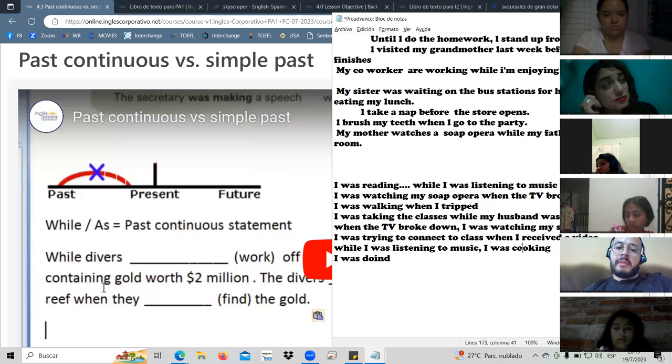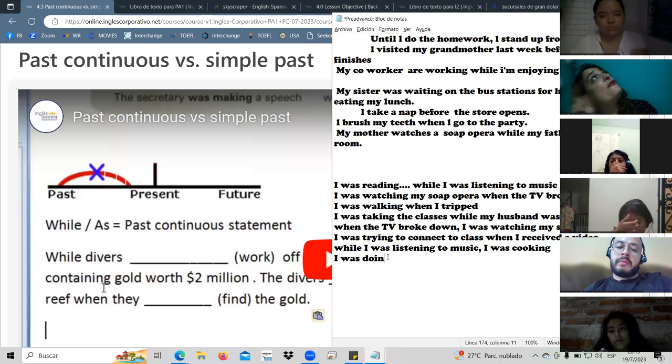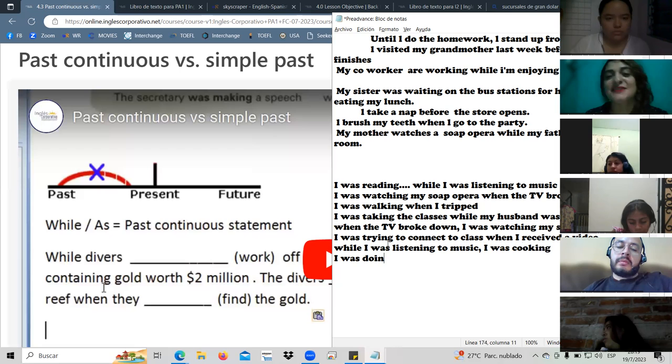While I was listening to music, in that case, if you want to use a man appeared, ahí sería entonces, I was listening to music when a man appeared. Cuando alguien apareció ahí, ¿verdad? The next, I can give you more examples. I was teaching my class when I saw a frog on the roof and I got really scared. Remember I told you that story yesterday, okay?